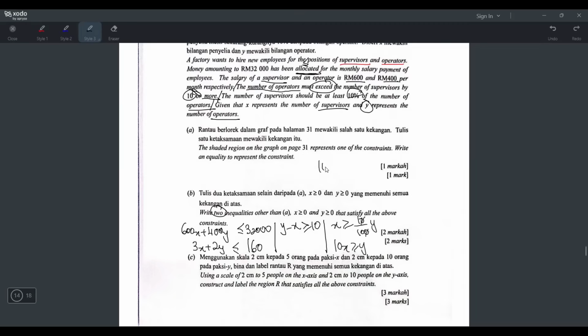"Hey sir, I thought you have to write in this format, y equals mx plus c." So the y and 10x you have to flip, so the bigger now becomes smaller. If you write like that, it's also fine. It's the same thing. What's important here is you have to shade below this line because it's smaller or equals.